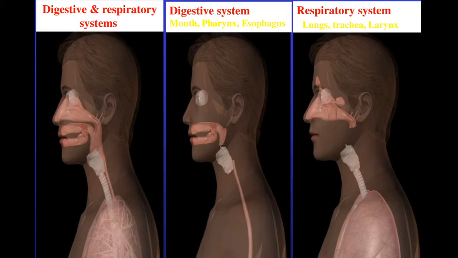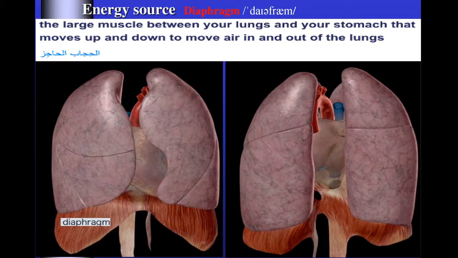So the larynx acts as a valve. We cannot speak and eat at the same time because the larynx can perform only one function, either moving food to the stomach or moving the airflow to the lungs. So the larynx functions as a valve to regulate the food and the air. The diaphragm acts as the energy source.